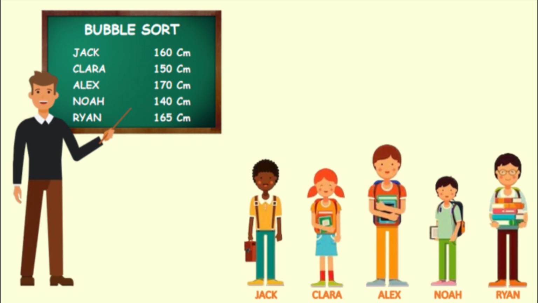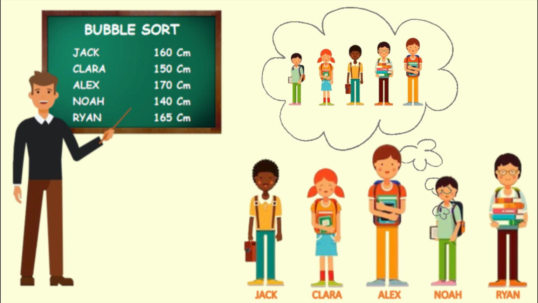Imagine you are a teacher, and you have a group of students standing in a random order. You want to arrange them by height, from the shortest student to the tallest, so that the assembly looks neat and organized. One way to do this is by using bubble sort, where we repeatedly compare adjacent elements, in this case, students, and swap them if they are in the wrong order. Let's go through an example where a teacher uses bubble sort to sort students by height.